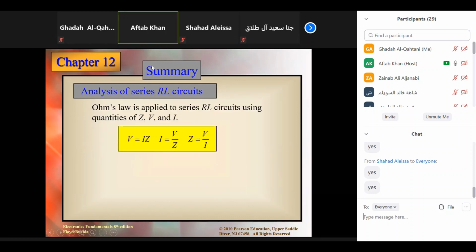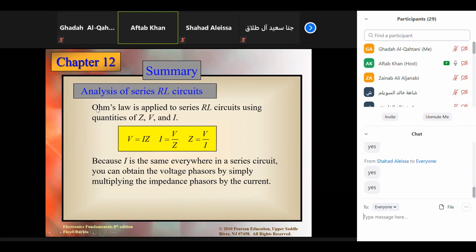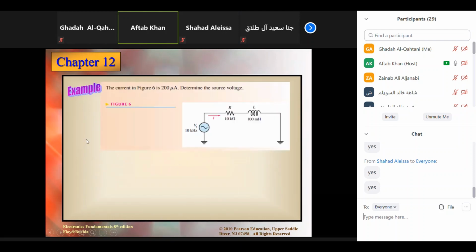Now girls, these are again Ohm's law, you know already. V is equal to I into Z, I is equal to V divided by Z, Z is equal to V divided by I. Exactly the same thing which you know already. Now see this question. The current in this figure is 200 microampere. Determine the source voltage. So current is given, the source voltage you have to find. Now tell me the steps, girls. What should I do?